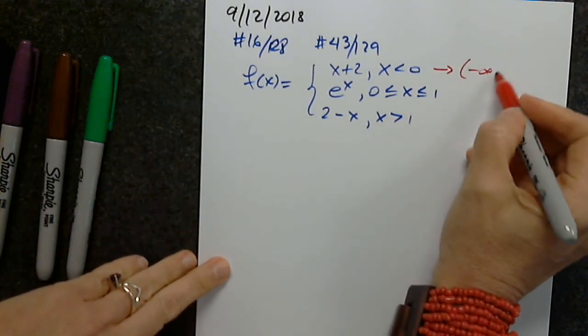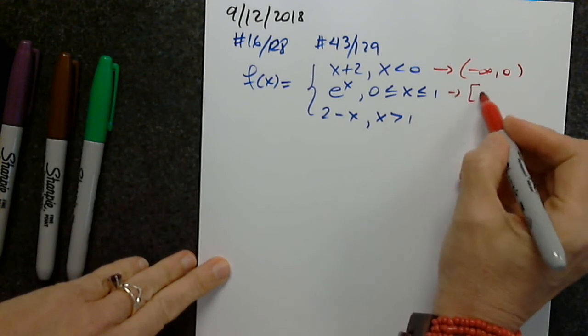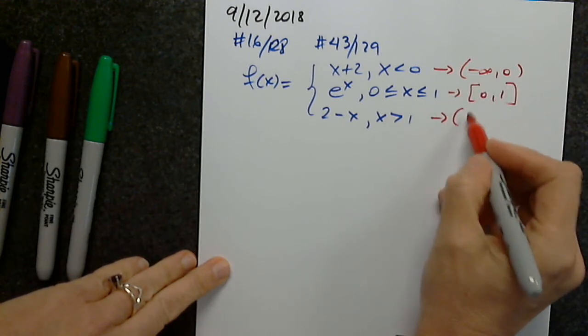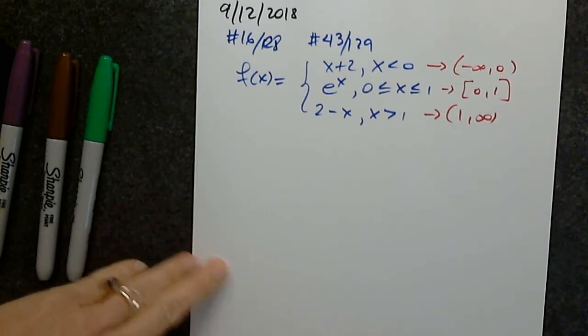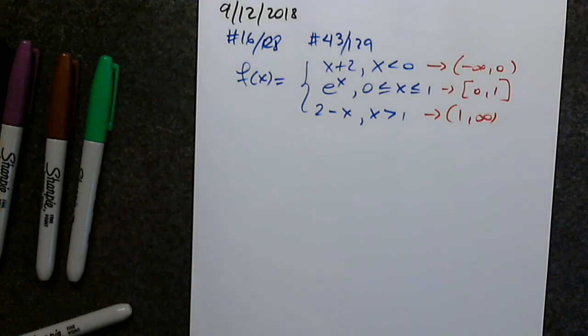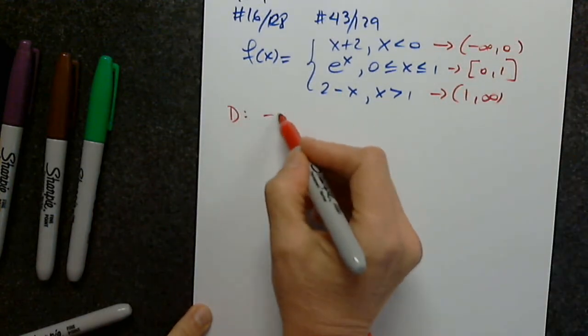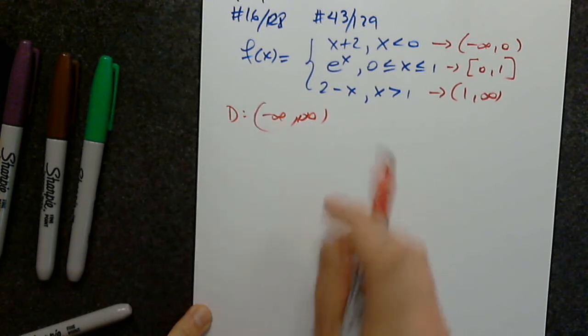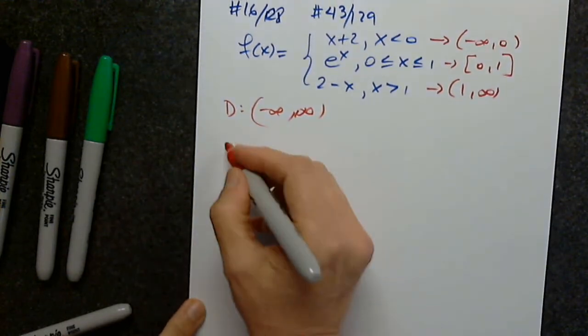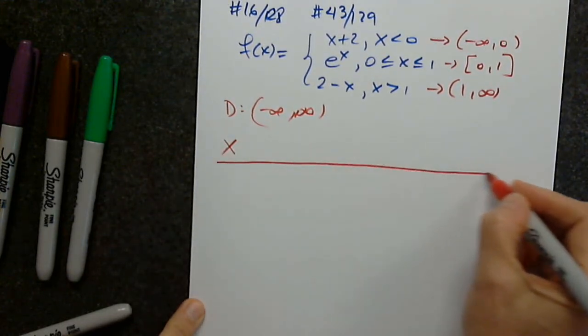Obviously, this is negative infinity to 0. Obviously, this is 0 to 1. And this is 1 to infinity. We know this because we graphed piecewise defined functions from the beginning, correct? According to this, the function is defined on all real numbers. And then the next step is to get the chart going.